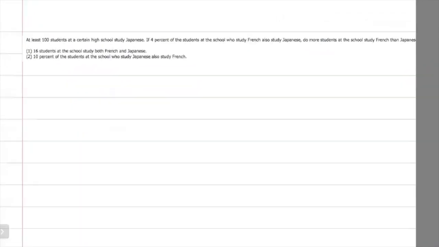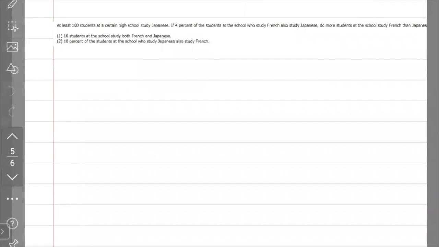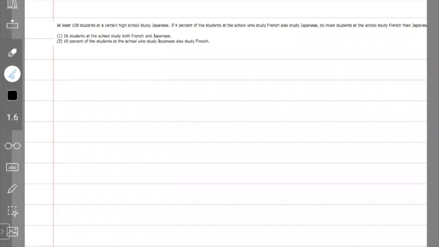Okay, so now we have another one that's similar to this one, but a bit more difficult. So here we have 100 students studying Japanese, and 4% who study French also study Japanese. So it's a similar kind of question. You can kind of recognize these pretty easily. You're always talking about two groups and how people can be either in both groups or just one group at a time.